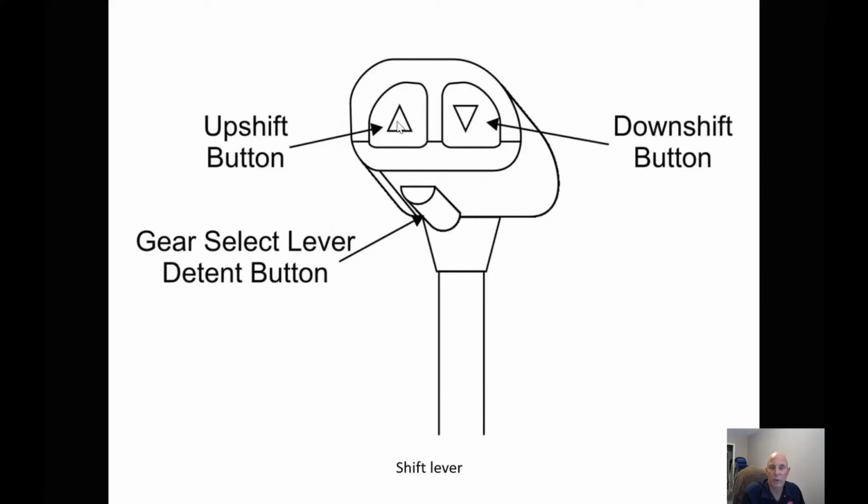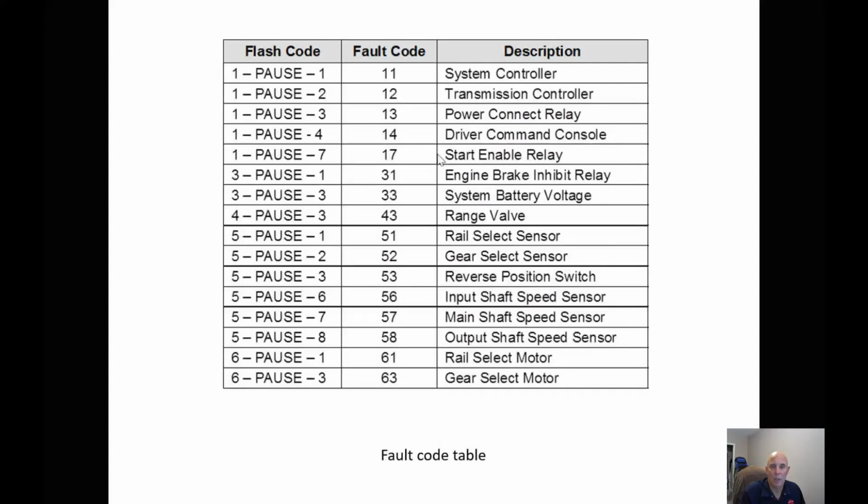Some of the shift levers are going to have an upshift button and downshift button and a gear selector button. Some of them have push buttons on the dash. Fault codes, don't memorize these. Again, if you have a fault code, you're going to look it up and find out what's causing it.